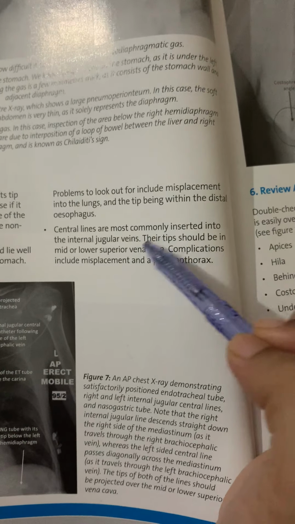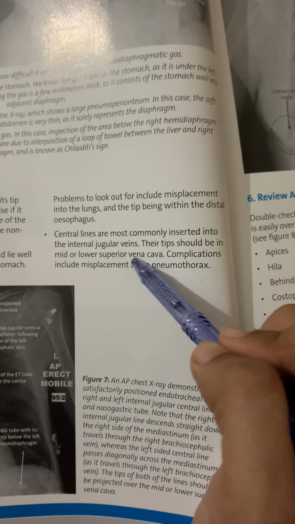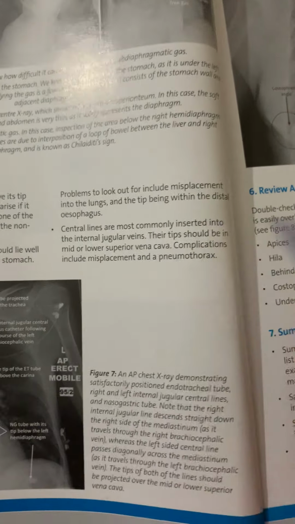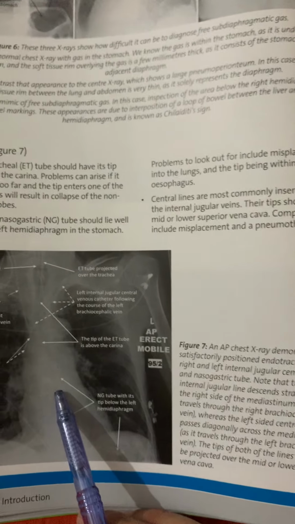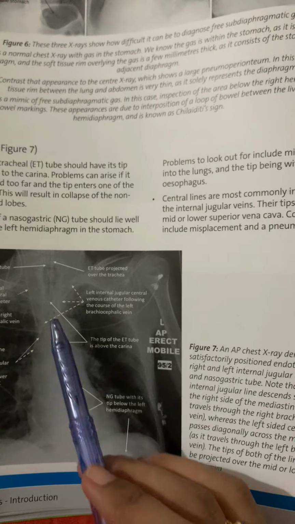Central lines are most commonly inserted into the internal jugular veins. Their tips should be in the mid or lower superior vena cava. Complications include misplacement and pneumothorax. This is an AP chest X-ray demonstrating a satisfactory position of the endotracheal tube.